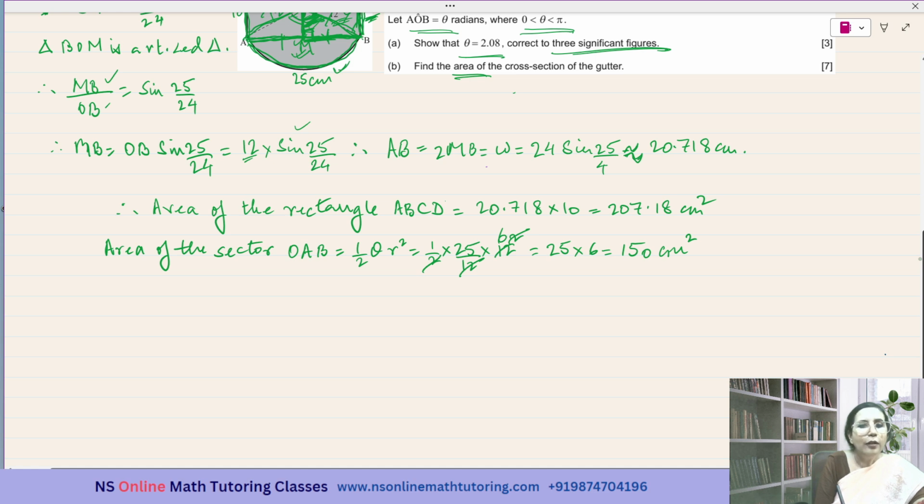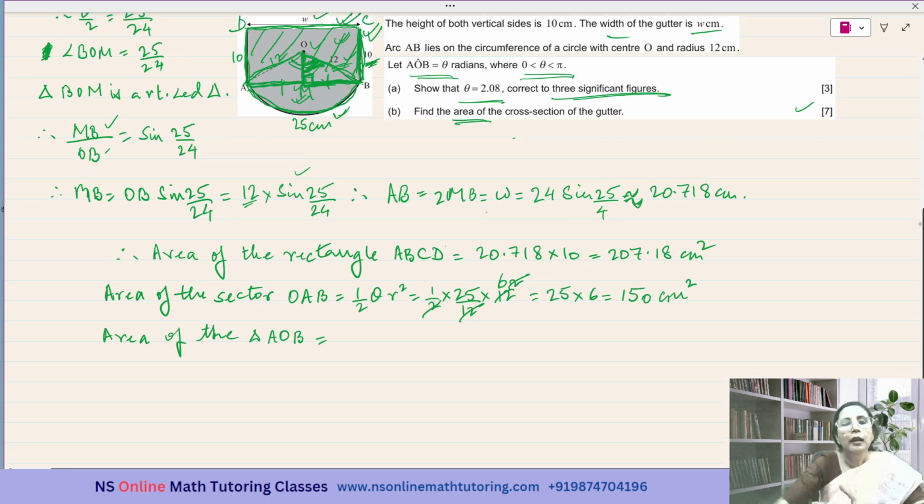Okay. And now area of the triangle. It is containing 7 marks. Triangle AOB is equal to, we do not know the height. So in case you want to use the formula half times base times height, we know the base indeed, but we do not know the height. We have to find the height for using that formula. So I'm using the trigonometric formula for the area of a triangle. So it will be half times AB sine theta. So it is half times 12 times 12 times sine, what is the angle? It is 25 over 12.